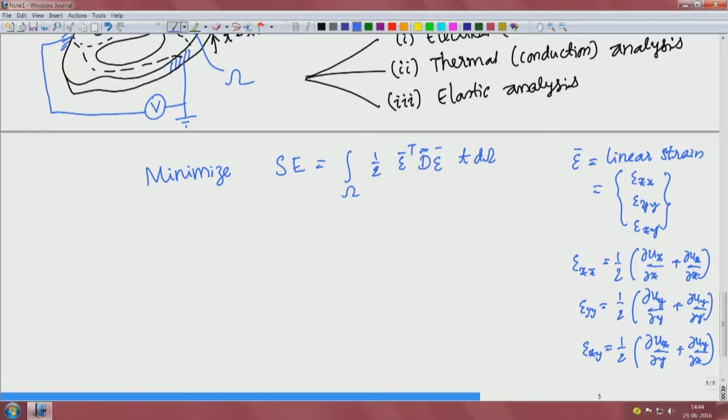In a 2D problem, there is some displacement in the x direction, ux, and some displacement in the y direction, uy, and these will vary from point to point. Okay. That is how we have strain energy.